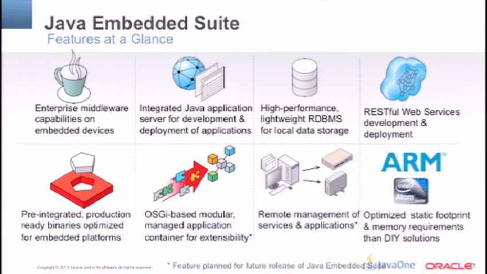So before I hand over to Noel for a demo, I hope I'm good on time. Oh, exceeded a little. Here are the high-level features at a glance. Bringing enterprise middleware capabilities to embedded devices. An integrated Java application server for development and deployment of applications. A good high-performance Java DB. Java DB is based on Derby from the Apache project, and it's used very widely, and we're just bringing it onto embedded devices. You have RESTful web services development and deployment. You have pre-integrated binaries ready for production.